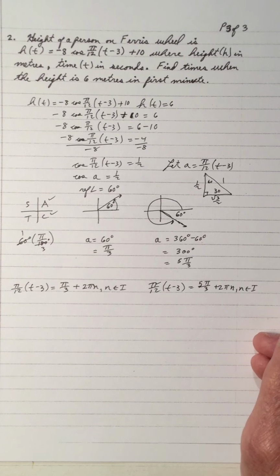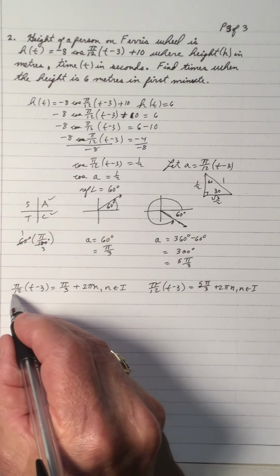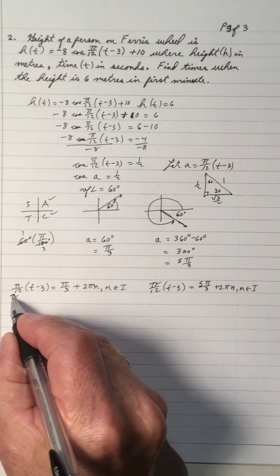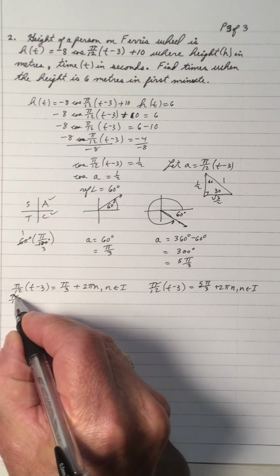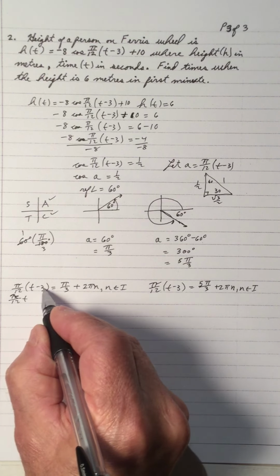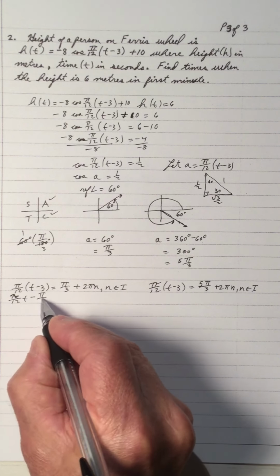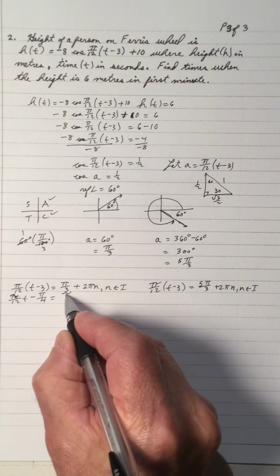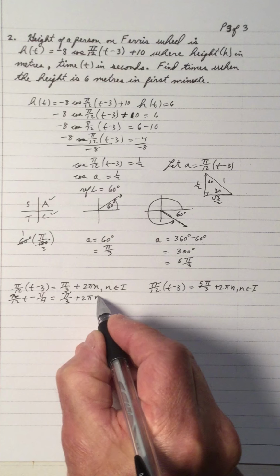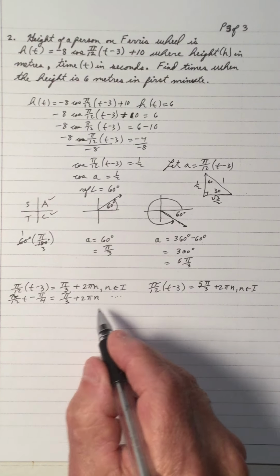So let's work this one down through, then I'll work the other one down through. So we multiply, we get pi over 12 times t, and pi over 12 times 3, 3 into 12 goes 4, so it's a negative pi over 4 equals pi over 3 plus 2 pi n. And again, n belongs to the integers, I just put dots there.